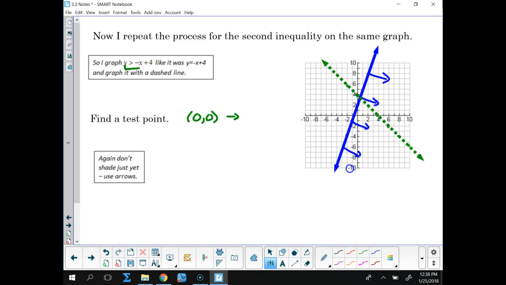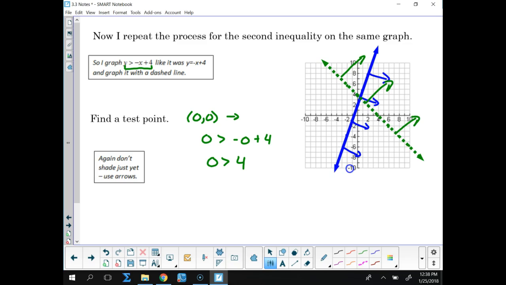I'm going to put it back into my original inequality. Negative 0 plus 4 is 4. And then again I ask myself, is that true or false? Which one is that? False. That one is false. So I'm going to shade away from my test point. The opposite side of my test point is what gets shaded.